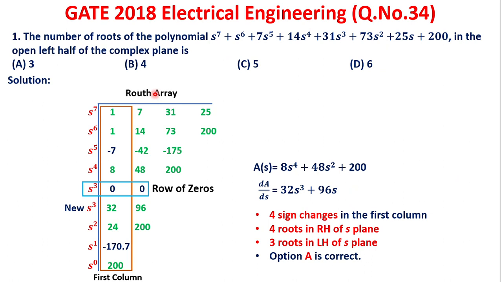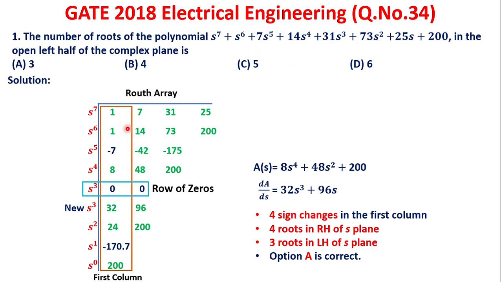The first question is taken from GATE 2018 Electrical Engineering. Question number 34. The number of roots of the polynomial s^7 + s^6 + 7s^5 + 14s^4 + 31s^3 + 73s^2 + 25s + 200 in the open left half of the complex plane is, options are 3, 4, 5 and 6. So how many roots of the characteristic polynomial are present in the left half of the s plane?